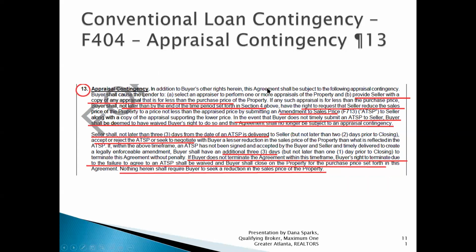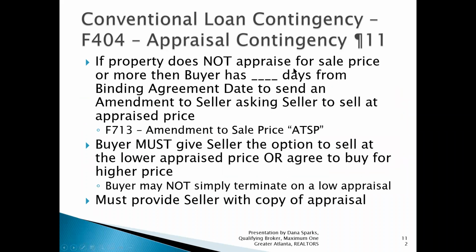All right, that's that information. Okay, appraisal contingency. Again, that time frame that you negotiate in paragraph 4 is just the time frame for a buyer. If the property appraises for less than sale price, this is all spelled out here in paragraph 13. The buyer has so many days not to terminate, but to send the seller an amendment asking the seller to sell at the lower appraised price, and they send them a copy of the appraisal. The buyer must give the seller the option to sell at the lower appraised price, or they agree to buy it for the higher price.